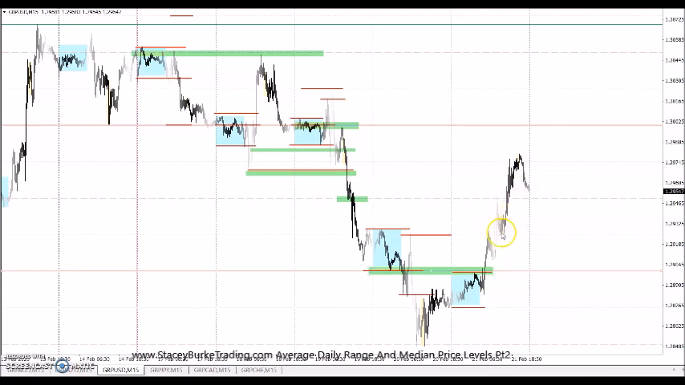As we headed into the U.S. session, that trend, again, we consolidated prior to the equities open. Traders have shorted this. New York has opened and just continued that move up, 50 pips up.